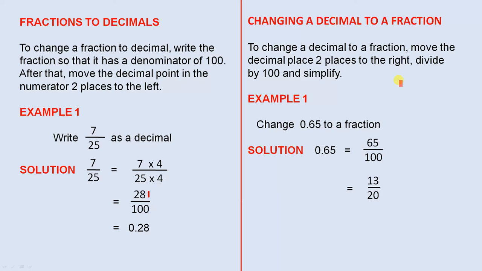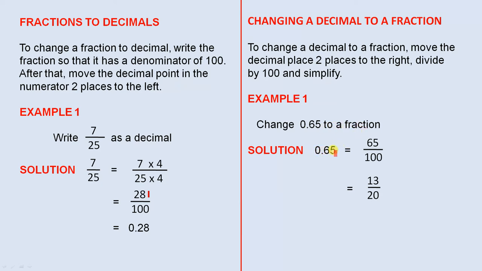And finally, changing a decimal to a fraction. To change a decimal to a fraction, move the decimal place 2 places to the right, divide by 100, and simplify. So let's see how we do it with this example. Change 0.65 to a fraction.